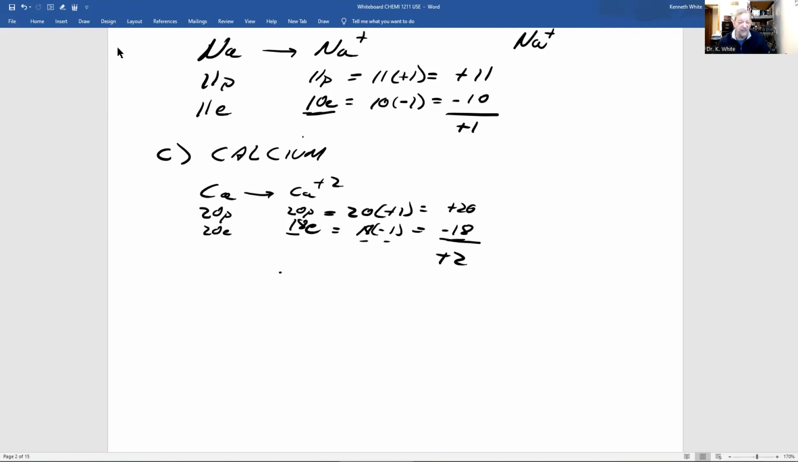Therefore, the answer is calcium forms a +2 cation, and you could have written it this way, which I don't like to do, but you can. Either one is correct. And that's how you figure what cation or ion a certain element will form.